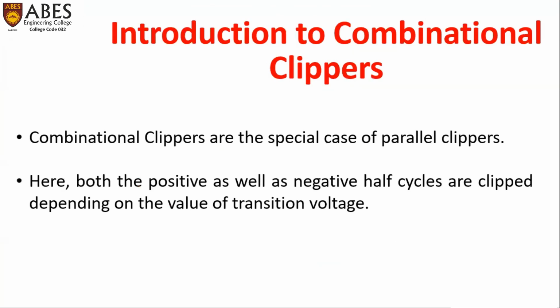So, what exactly the clippers are, that we have already discussed in my previous videos. But for those who have not seen my previous videos, clippers are an important application of the PN junction diode, wherein clippers are used to clip either the positive half cycle, the negative half cycle, or a portion of it. Combinational clippers are a special case of parallel clippers. In case of combinational clippers, both positive as well as negative half cycles are clipped off depending upon the value of transition voltage.